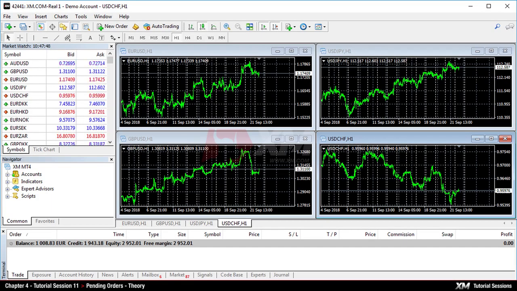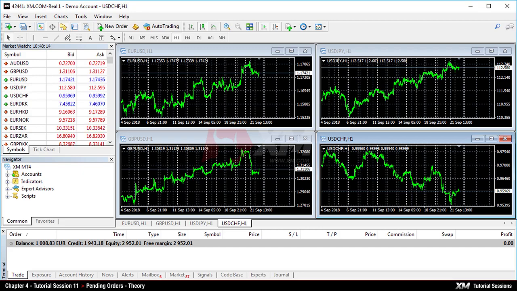Chapter 4. Pending Orders. Theory. In this module, we will explain how pending orders are placed. A pending order is an instruction to buy or sell a currency pair at a predefined price in the future. Pending orders are only executed when the price of a symbol reaches the value at which they were originally placed. Otherwise, they do not get activated.